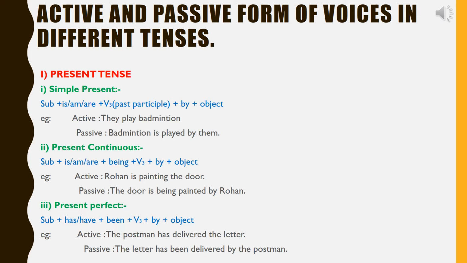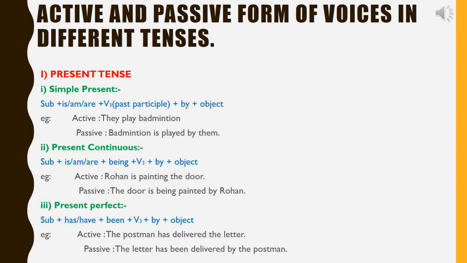The formula for passive voice in simple present is subject plus is/am/are plus V3, that is past participle or third form of the verb, plus by plus object. If we take an example, they play badminton. It is a simple present tense sentence in active voice. We will convert it into passive voice by using the formula, and the sentence will be badminton is played by them.